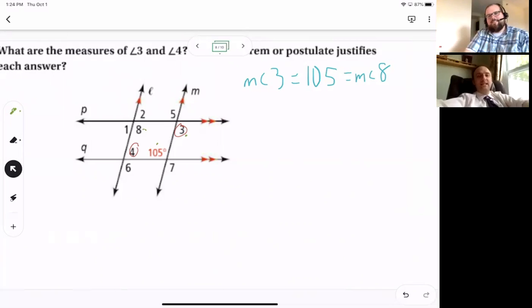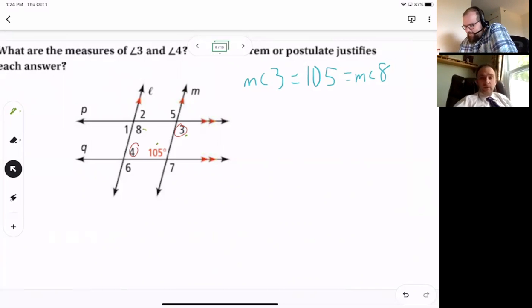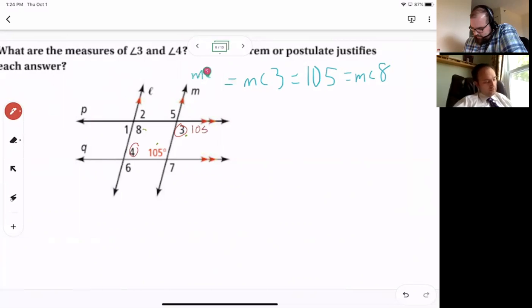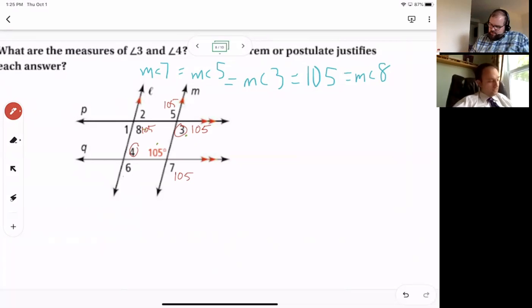So you said 3 was 105 because of alternate interior angles, and 3 and 8 are the same because of corresponding. Aren't 3 and 5 the same because of vertical? Yeah, they are. So that should be 105 also. 3 and 7 the same because of corresponding? Or 105 and 7 are the same because of vertical. There are lots of different ways to figure this out. And then 6 too. Right, 6 is the same by either alternate interior or corresponding. I agree. So we just figured out that 3 was 105.